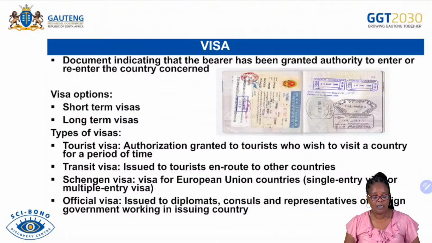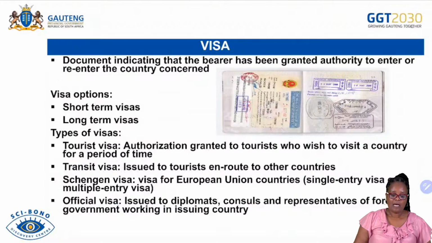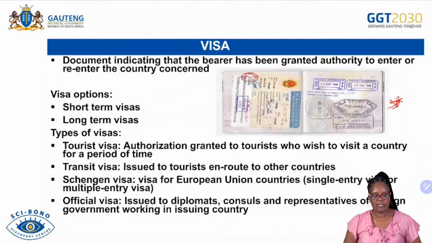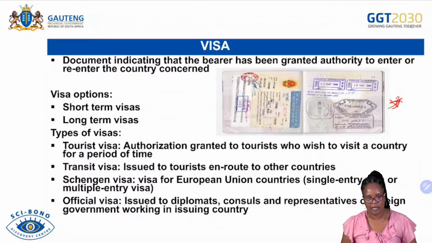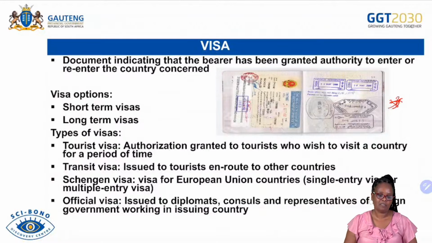Take a look at the passport here. You can see we have different stamps there. So that's visa. It indicates that the bearer has been granted authority to enter or re-enter the country concerned. There are countries that need you to have a visa if you have to visit them. So we have to apply for a visa. We have visa options, the short-term visas and the long-term.